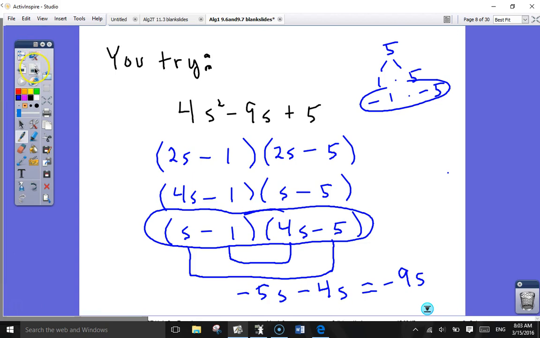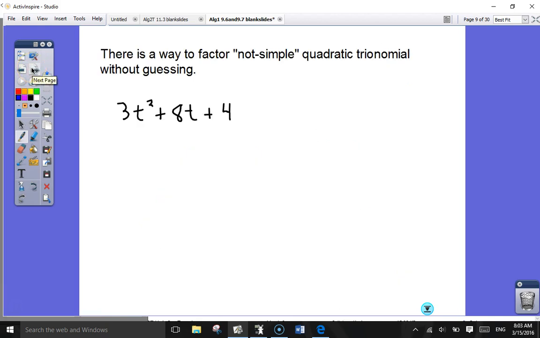Okay, I think on my next slide, I'm going to show you there is a process for this. So there is a way to do this without just guessing, okay? And it works like this. It's similar to what we did for a simple quadratic trinomial, but this time you don't look at just the last number and say, what are the factors of 4 that add up to 8? You say, what are the factors of 3 times 4 that add up to 8? Right? 3 times 4 is 12. Okay. What are the factors of 12 that add up to 8?